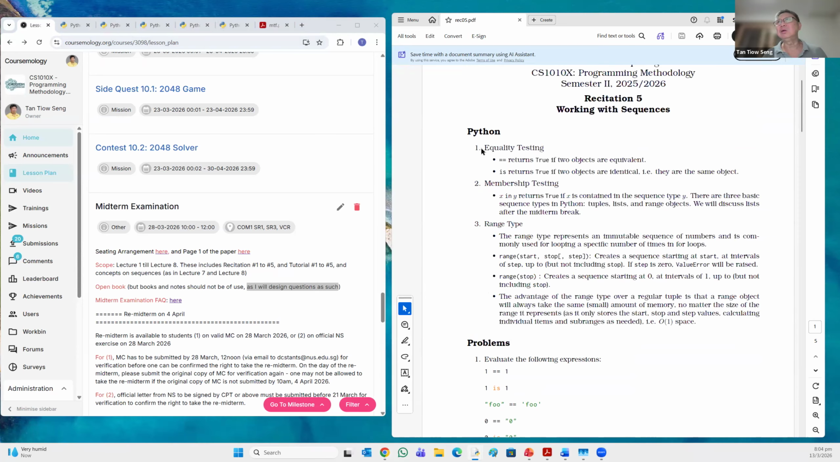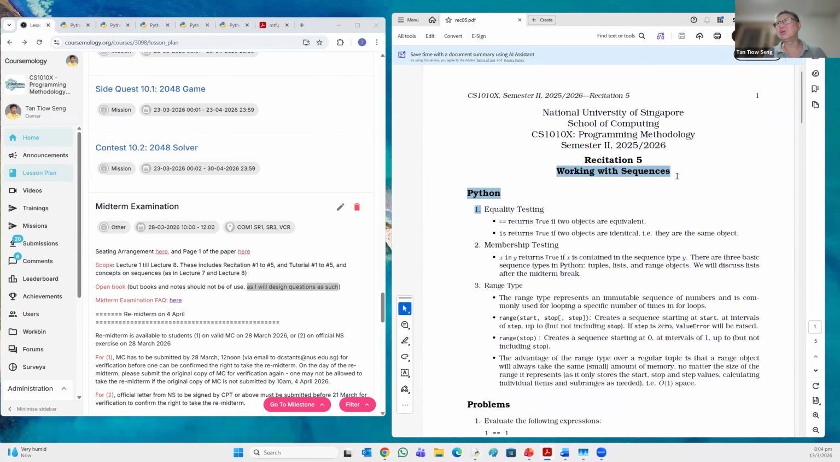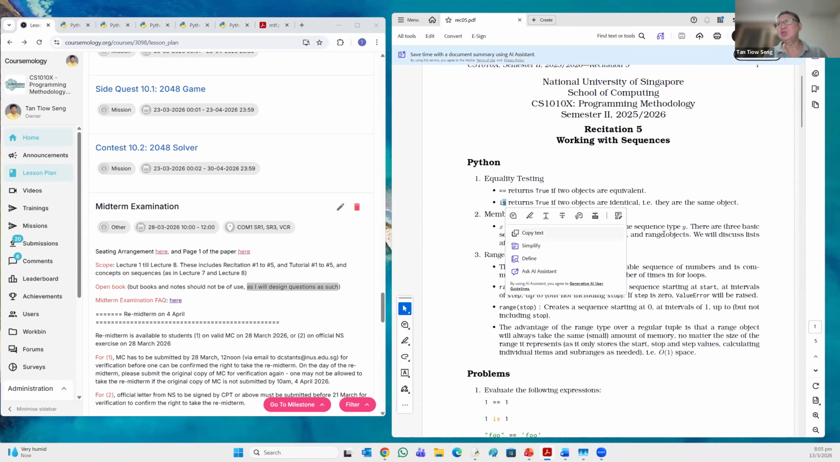So today it's recitation number 5, working with sequences. You know, sequences include tuple, list, dictionary, set. Set is a collection, not really a sequence. Anyway, you have equality, which returns true if the two objects are equivalent, meaning they have the same value. But is actually tests identity, meaning they are the same object. So there's a difference between equality and is. And then membership, in, is to test for membership.